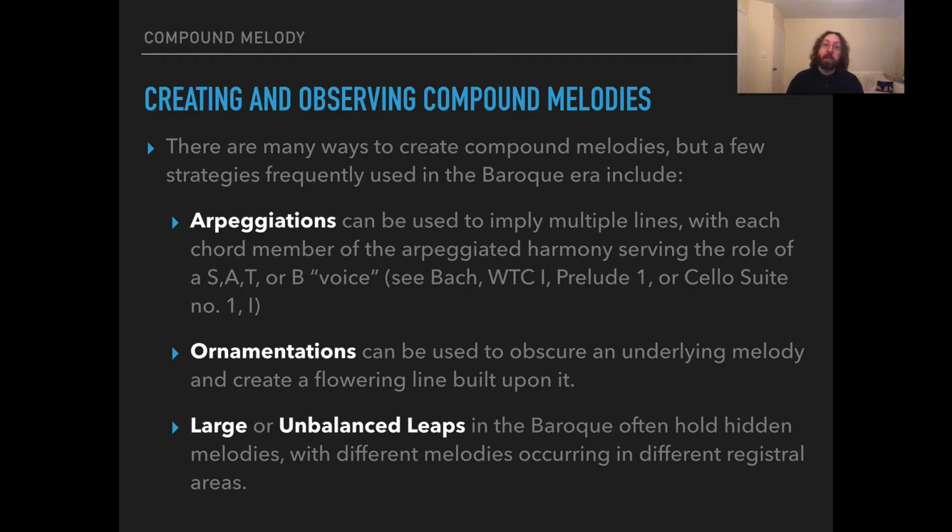Ornamentations are another way. These can be used to obscure an underlying melody and create a flowering line built upon it. By continuing to ornament the underlying line, then we can create the illusion of another flowery line on top of it. Or we could use large or unbalanced leaps like we saw in the Bach Well-Tempered Clavier example, the fugue subject from the C minor fugue, using large leaps to create different registral areas where the line has the sensation that it's dividing.